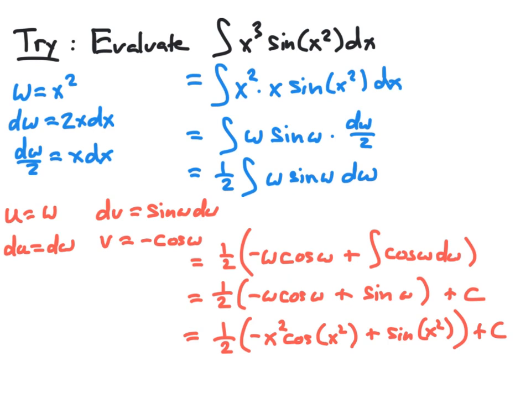And then at last, we go back to the variable x by replacing w with x squared throughout the expression, and this gives us a final function of 1/2 times the quantity negative x squared cosine x squared plus sine of x squared, all plus c. Notice that those parentheses around the two trig terms are important because we need to multiply both of them by 1/2, since 1/2 was factored outside of the integral in the first step of our problem.